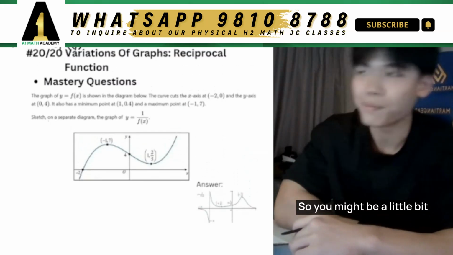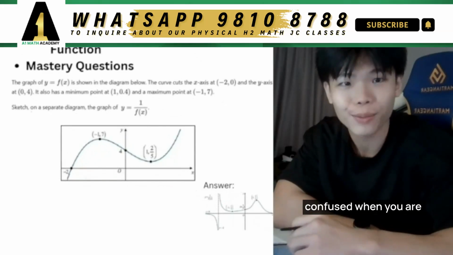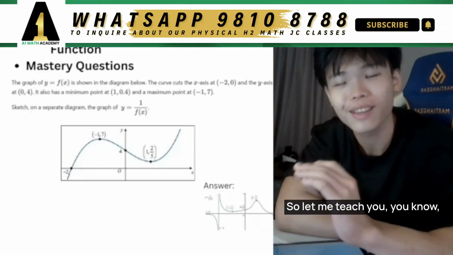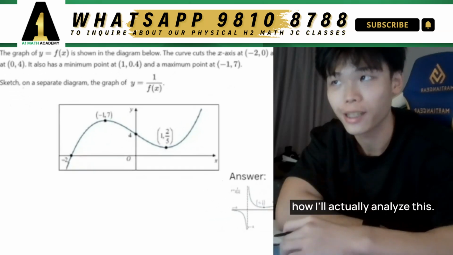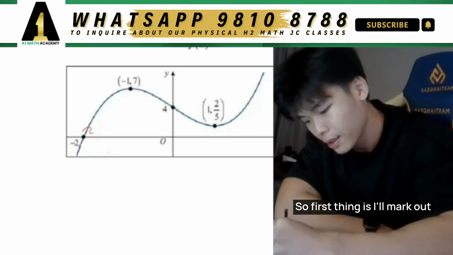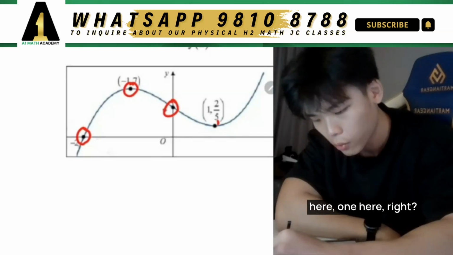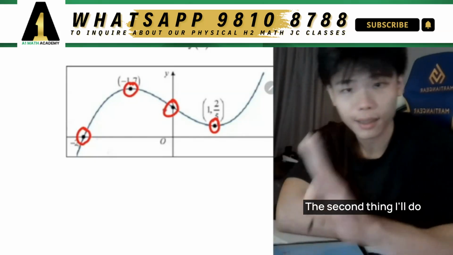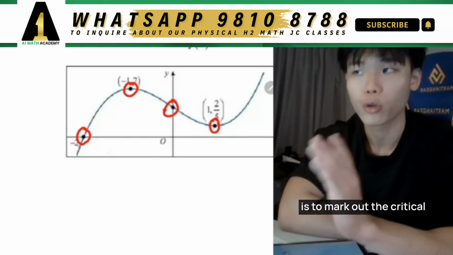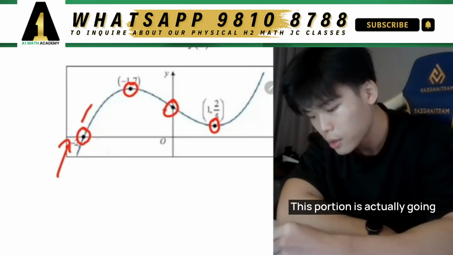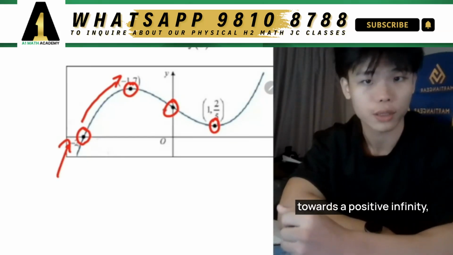You might be a little bit confused when you are sketching this reciprocal graph, especially for the first time. So let me teach you how I will actually analyze this. First thing is I will mark out all the very critical points. One here, one here, one here, one here, right? That's the first thing I'll do. The second thing I'll do is to mark out the critical regions of the graph as well. So this is going towards negative 0. This portion is going towards positive infinity, right?